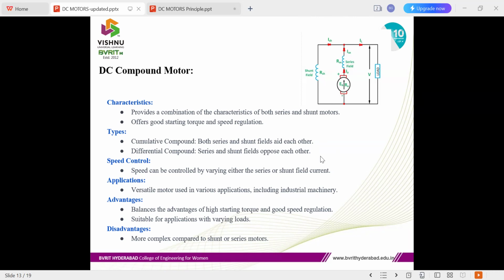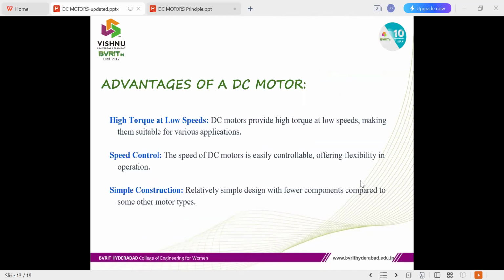Here the speed can be controlled by varying either the series or the shunt field current. It is a versatile motor used in all applications like industrial machinery. It balances the advantages: it has high starting torque and good speed regulation and is suitable for varying loads. But the disadvantage is that it is more complex as compared to the shunt and series motors.